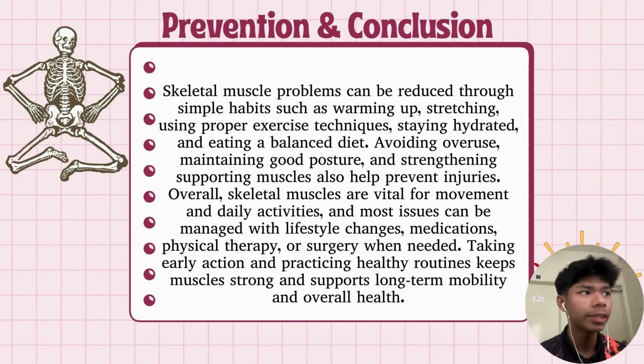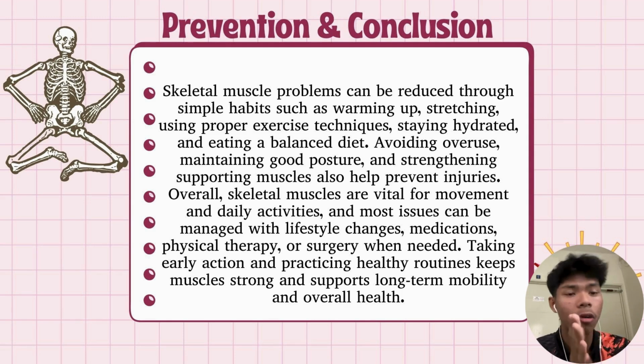Okay, so now we add the prevention and conclusion. Okay, so skeletal muscle problems can be reduced through simple habits such as warming up, stretching, using proper exercise technique, staying hydrated, that's more important, and eating a balanced diet. Also avoiding overuse, maintaining good posture, and strengthening supporting muscles also help prevent injuries. So overall, skeletal muscles are vital for movement and daily activities, and most issues can be managed with lifestyle change, medication, physical therapy, or surgery when needed. Taking early action and practicing healthy routines keep muscles strong and support long-term mobility and overall health.